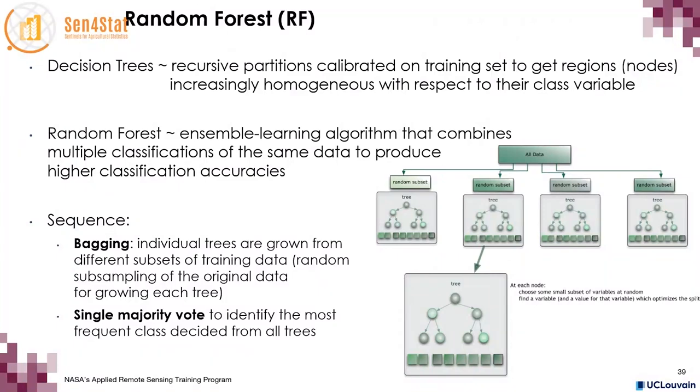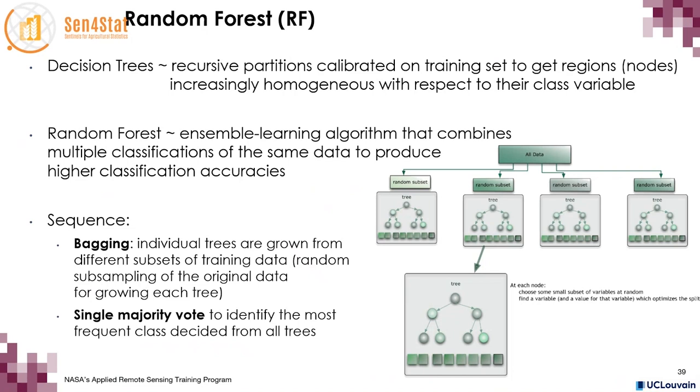The random forest is probably the most well-known classifier, and I will not be very long on this, but for recall, this is based on decision trees. A decision tree is a recursive partition calibrated on a training set to get regions which are increasingly homogeneous with respect to the class. These define nodes and criteria to discriminate between the different classes.